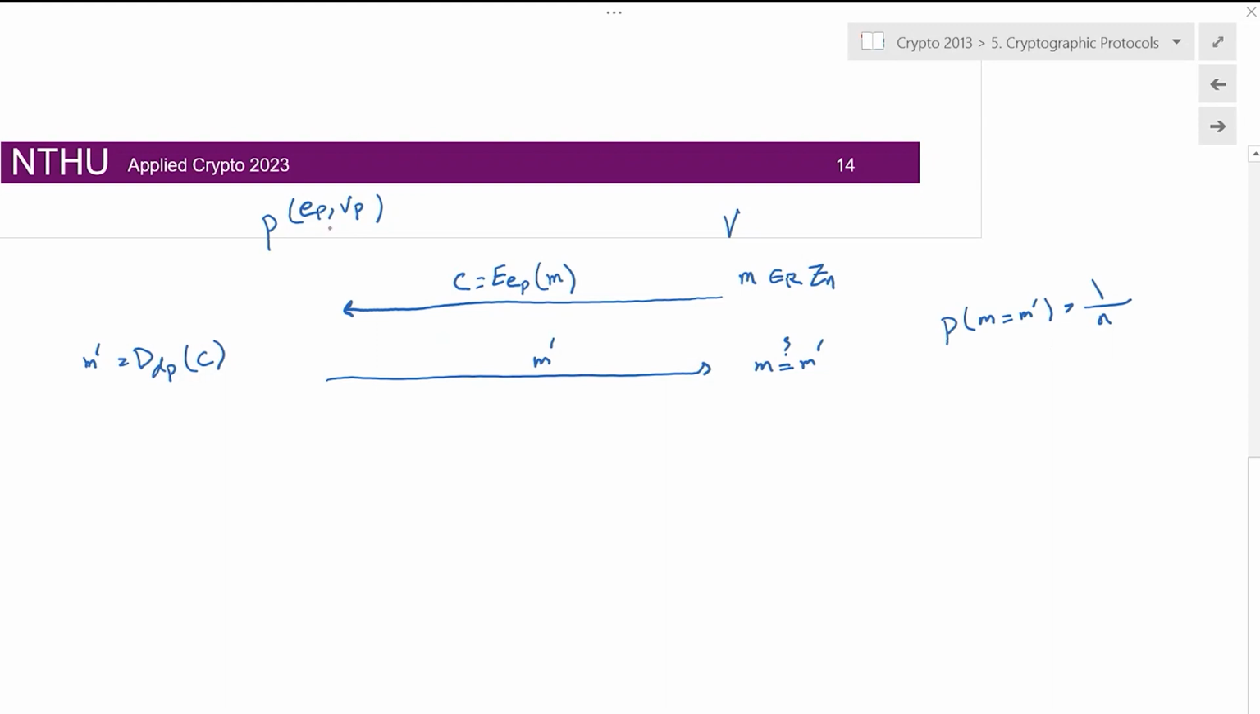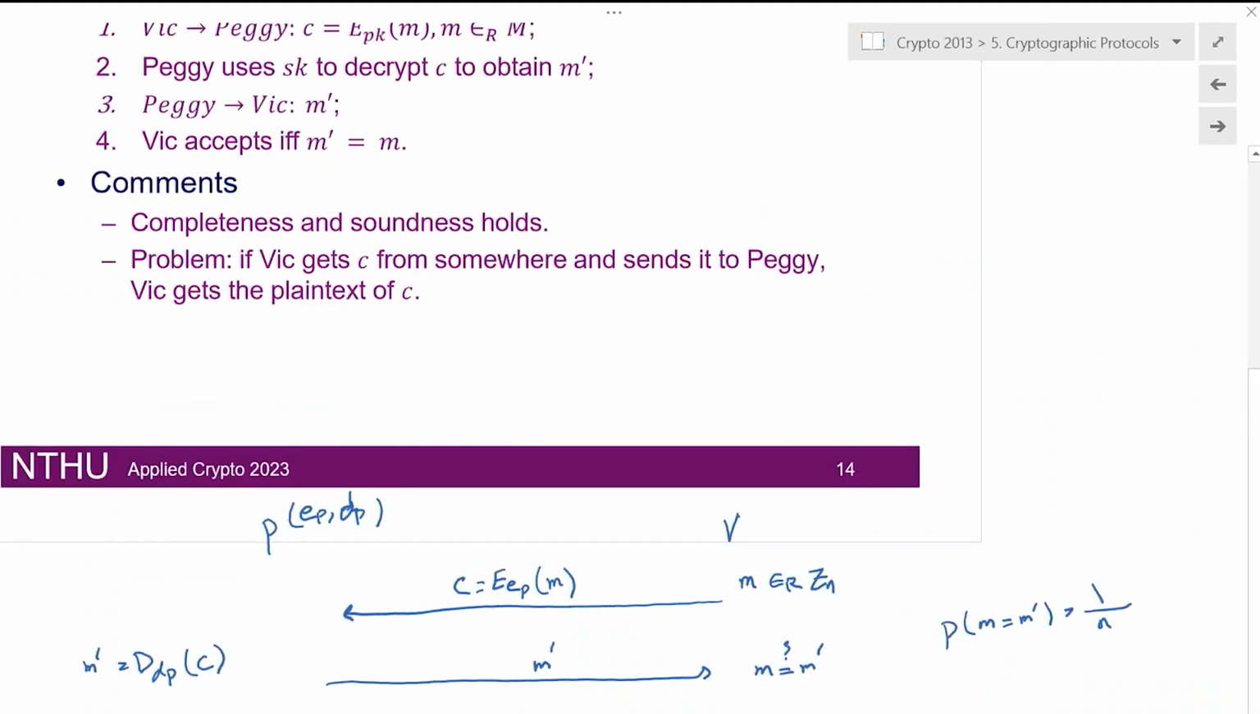If this prover doesn't know the secret key for this public key, then he would just guess what the message is. So he would randomly send a message M prime to the verifier, and the probability for that M prime to be the correct decryption of the ciphertext C is just 1 over n. That is a very, very small probability of winning. So basically, we pass completeness and soundness, but there is a problem.